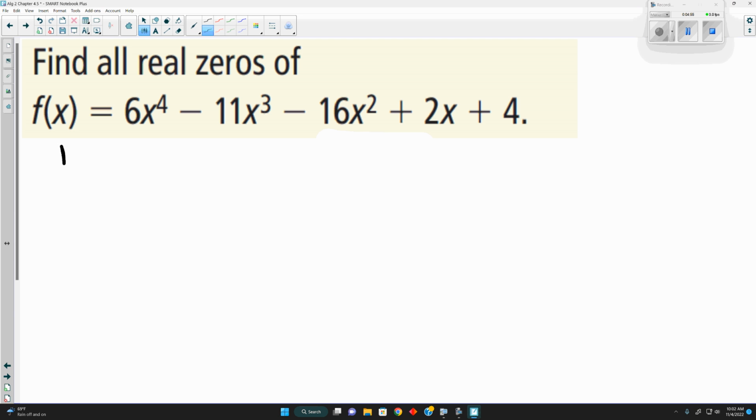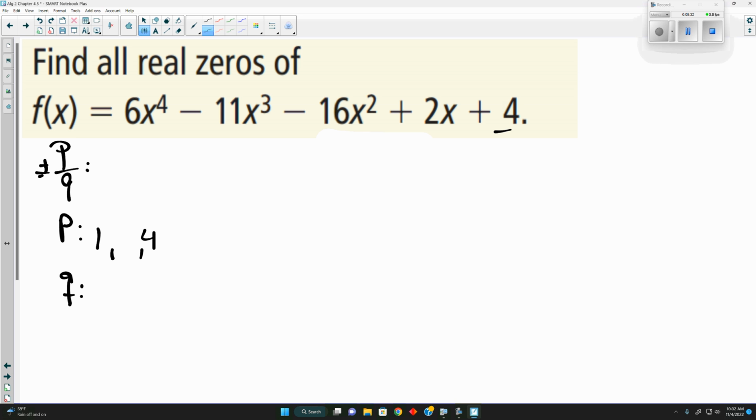So since we didn't get any nice numbers, we're going to find our rational zeros. Now, luckily for us here, the rational zeros aren't going to be as many as the last time. Because the factors of the constant term, the factors of 4, well, we have 1 and 4 are factors of 4, and what else? 2 and 2, yes?